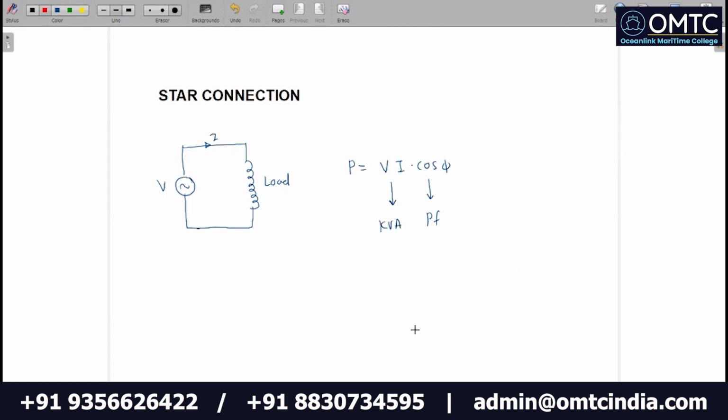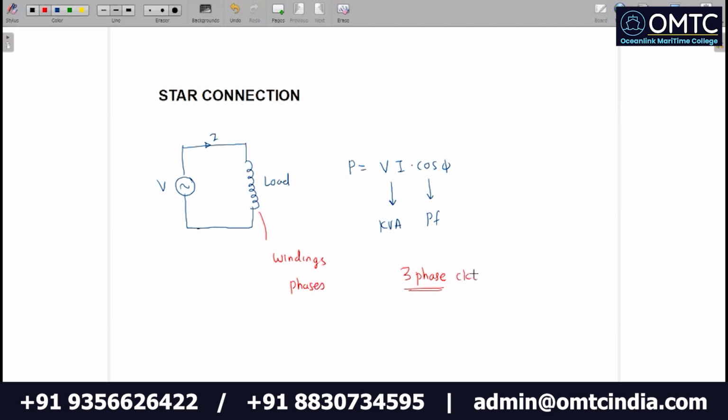Okay, what if we need more power? We have to connect more windings in the circuit. Yes, more windings in the circuit. We can call that more phases in the circuit. And that's why there is a concept of three phase. We can have multi phases, but the best suitable combination is a three phase circuit.